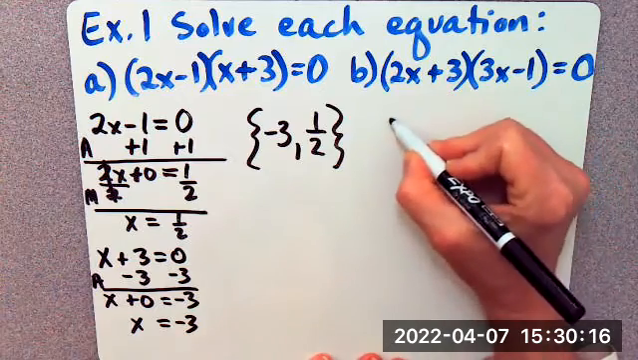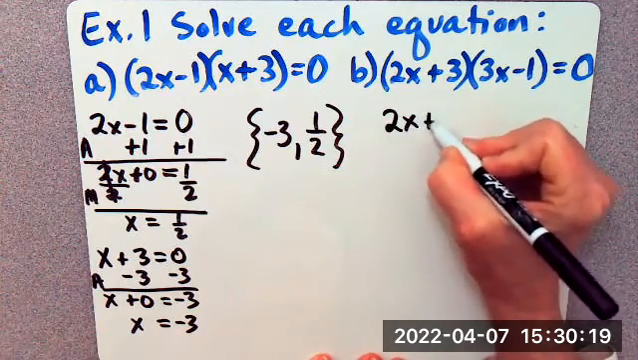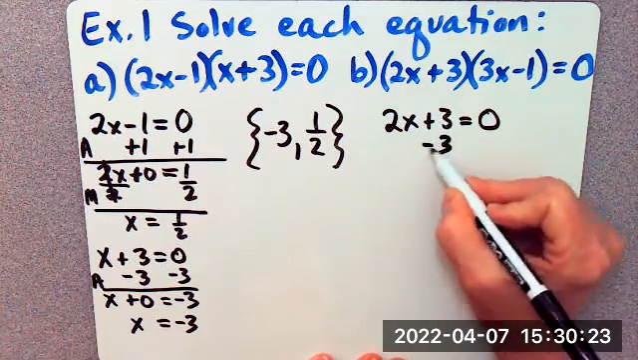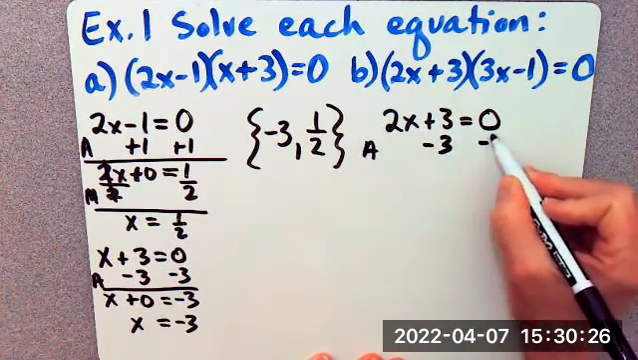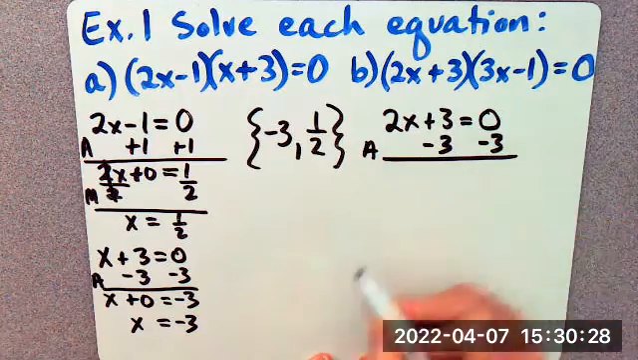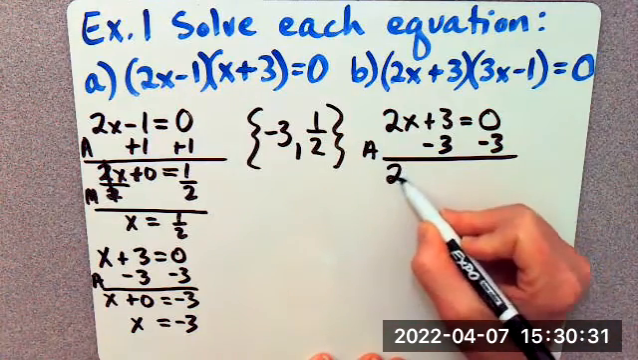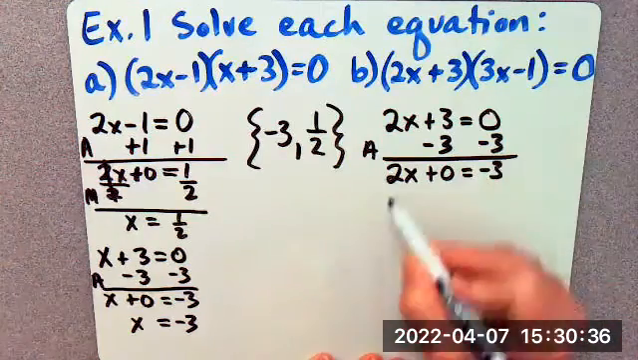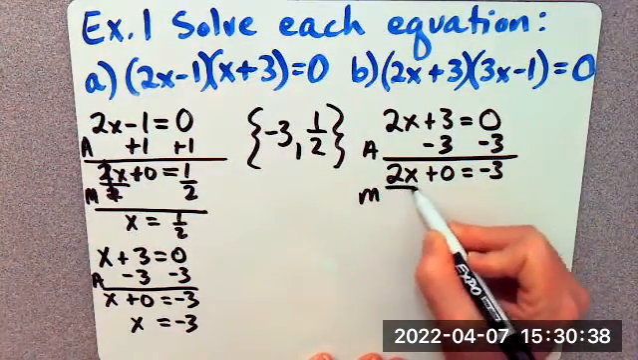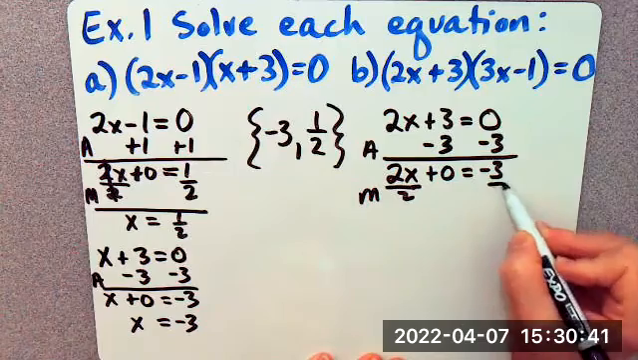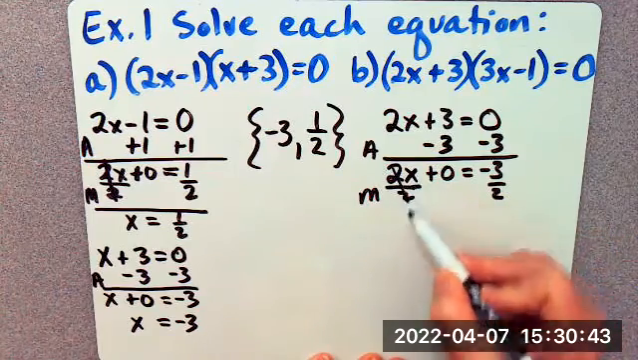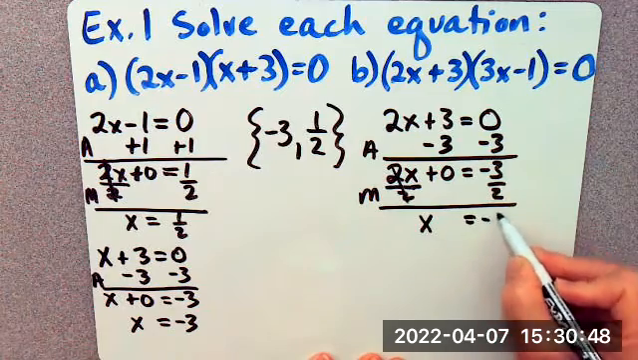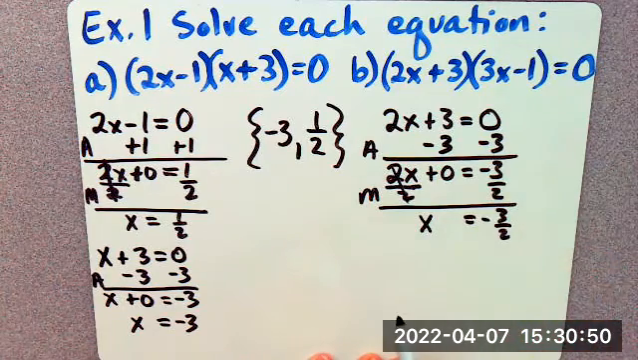Okay, so this one we have 2x plus 3 equals 0. We're going to use an additive inverse here and do a -3 on one side of the equal sign and a -3 on the other. And we get 2x plus 0 equals -3. Now I'm going to use a multiplicative inverse, divide by 2. That cancels that out. And I get x equals -3/2 for one of my solutions.